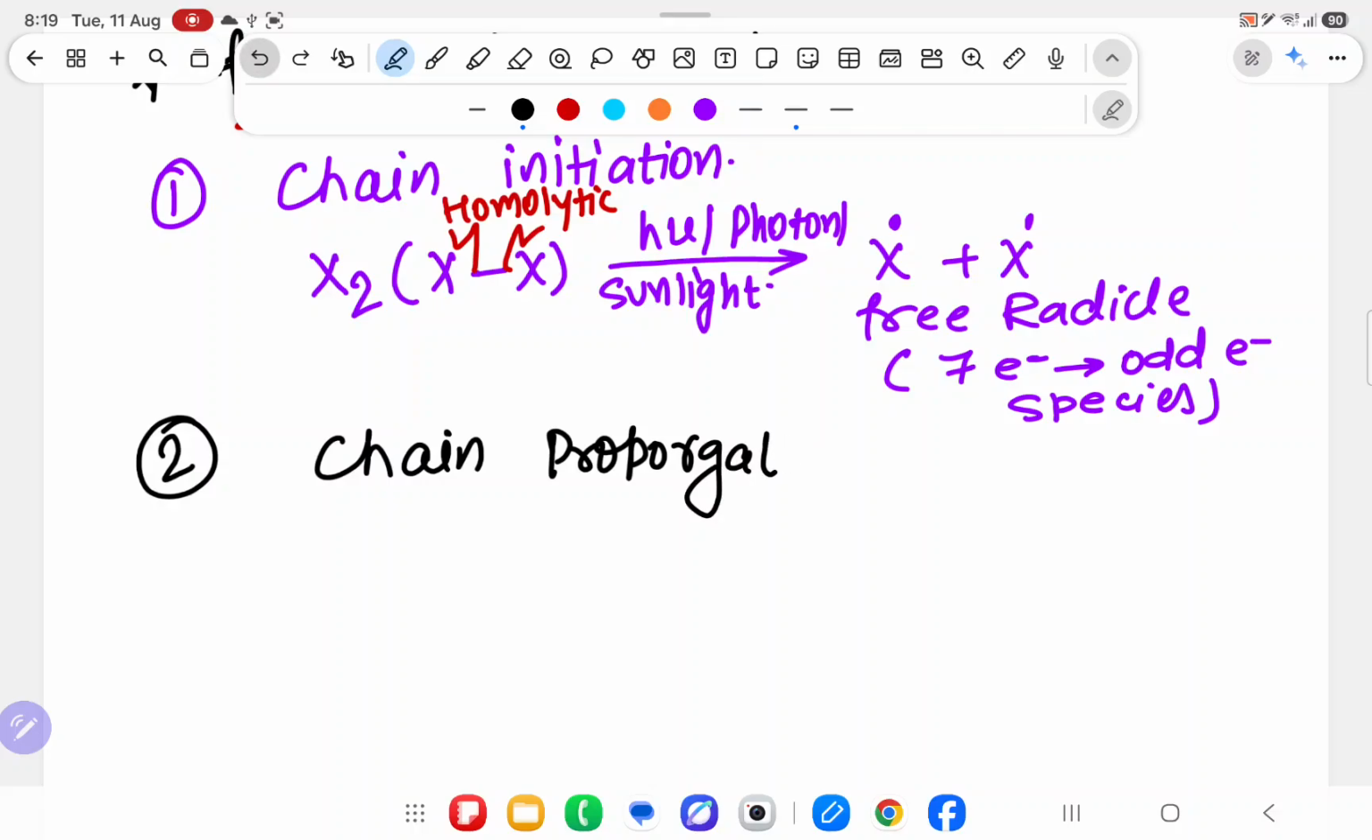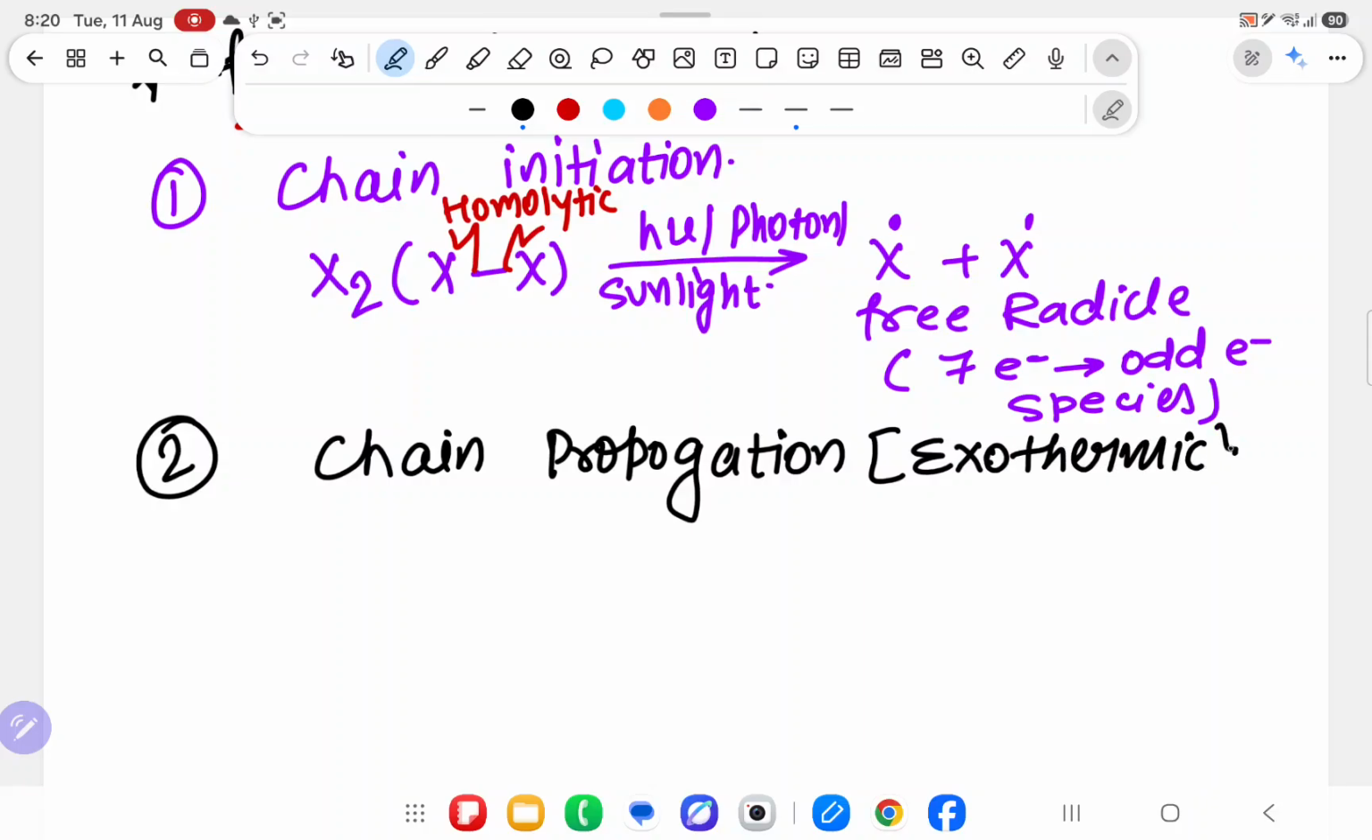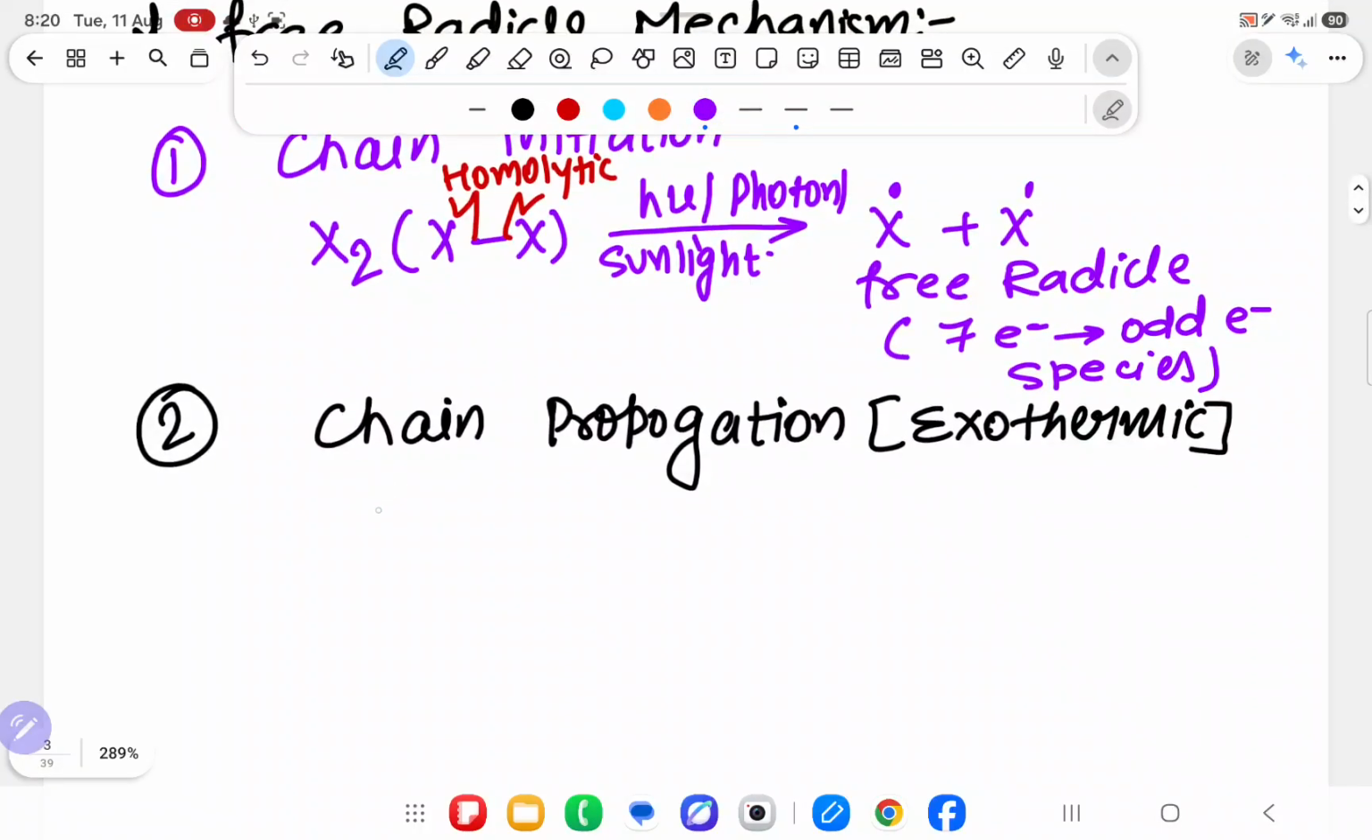Chain propagation. You have to understand that chain propagation is an exothermic reaction. Which type of reaction is chain propagation? Exothermic. This reaction happens in three steps. What happens in the chain propagation?